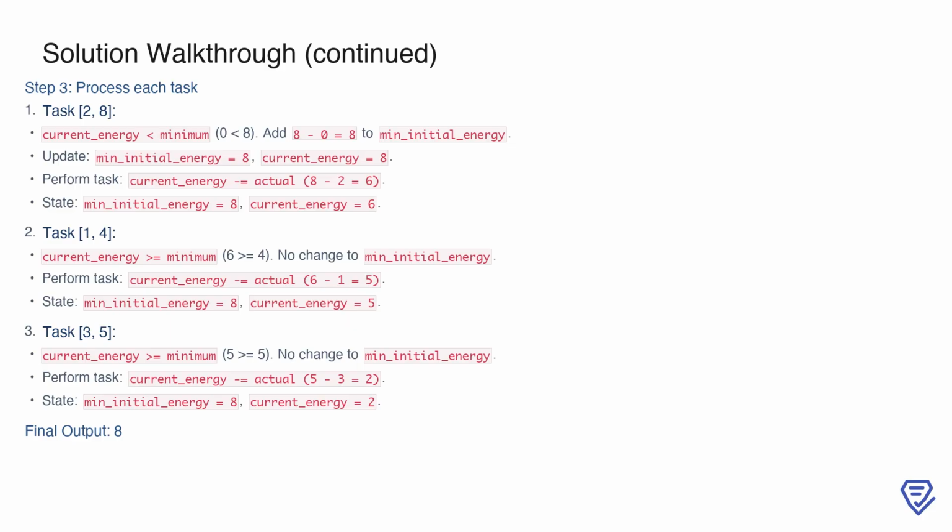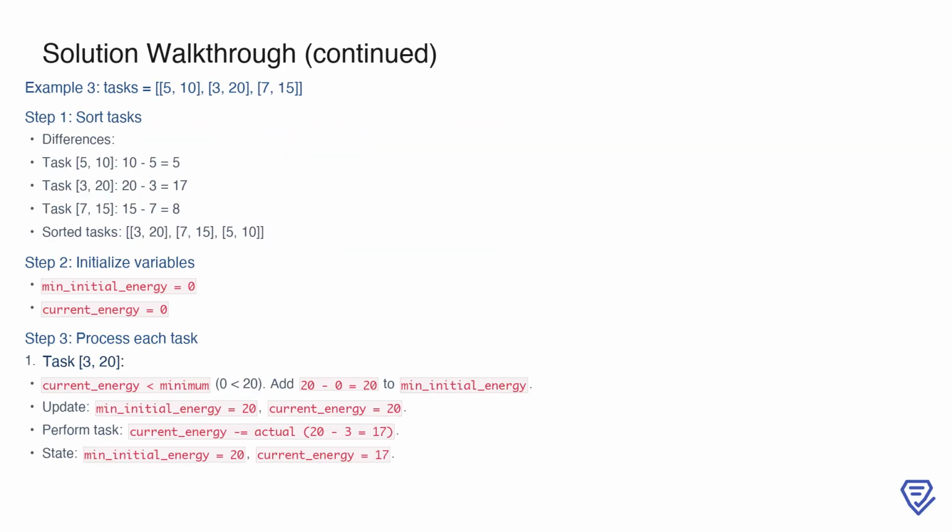The minimum initial energy required for this example is 8. In the next example, we have tasks equals [5, 10], [3, 20], [7, 15]. Calculating the differences: [5, 10] has 10 minus 5 equal to 5, [3, 20] has 20 minus 3 equal to 17, and [7, 15] has 15 minus 7 equal to 8. Sorting in descending order gives us [3, 20], [7, 15], [5, 10].